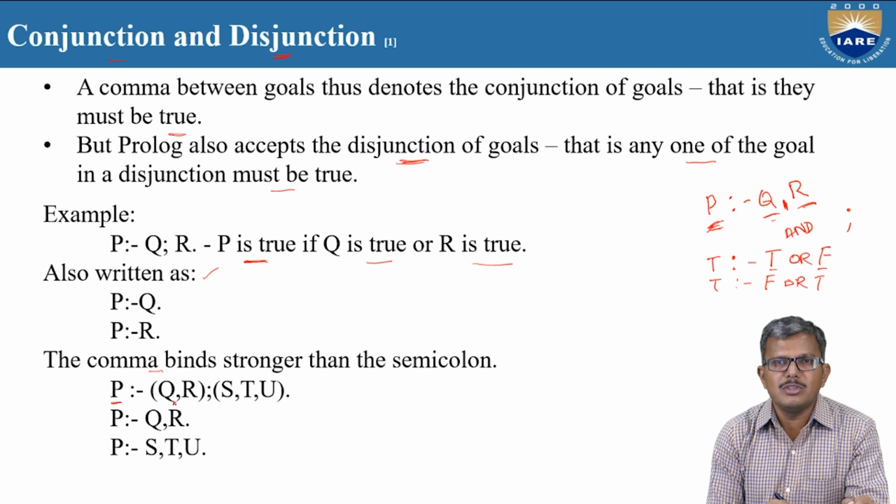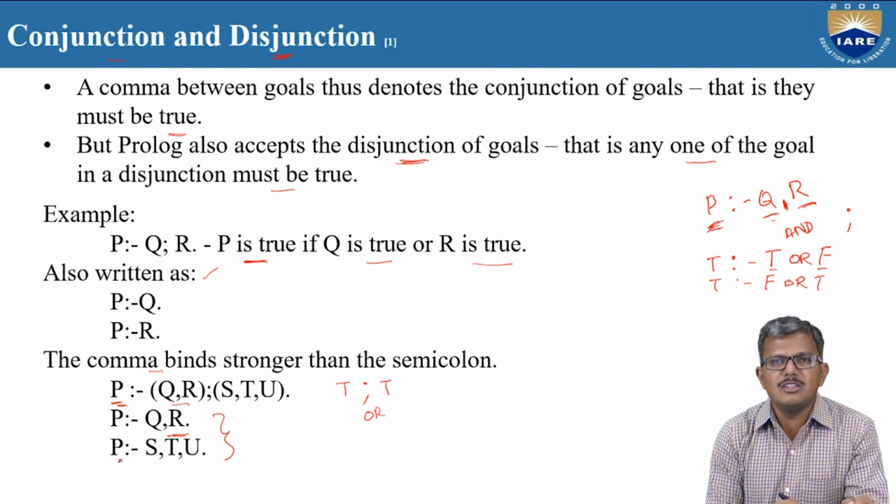Later, for example, suppose you have proved these two are true. Then the first portion gives the result true. Later you have proved these other things also true. So what is there in between? A semicolon. The semicolon indicates OR, so it's not necessary that both should be true. The same statement has been split into two different statements.